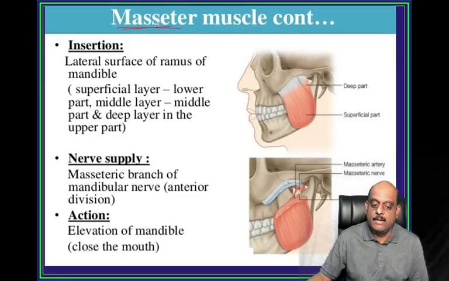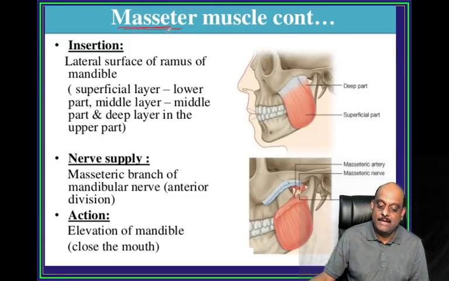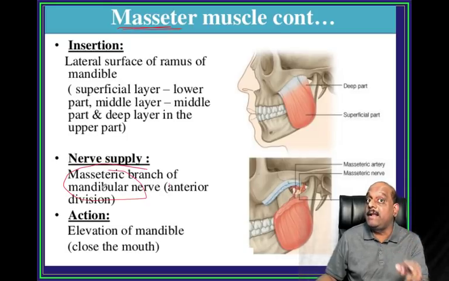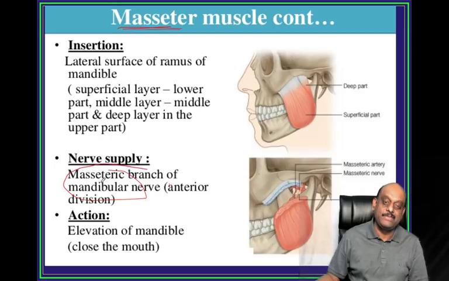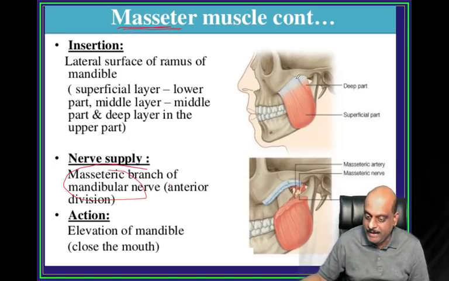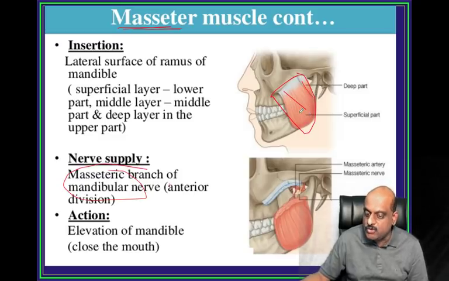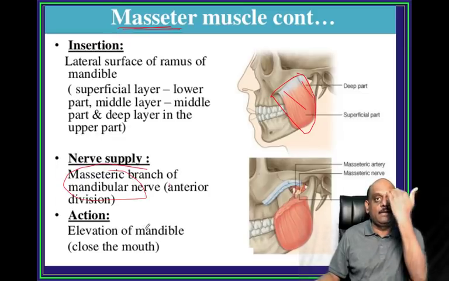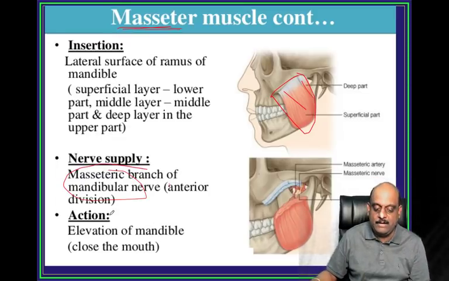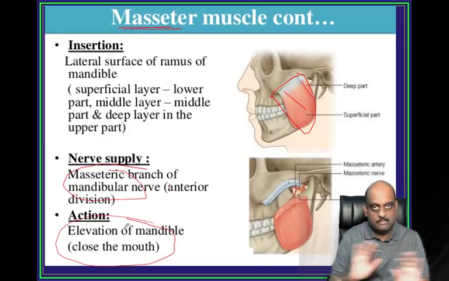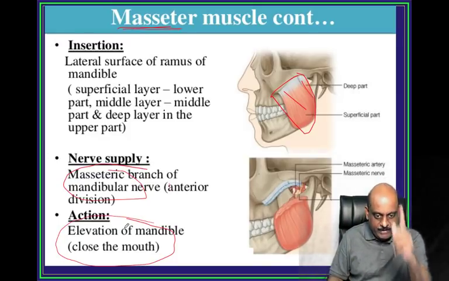Let us start. Masseter. Masseter is supplied by the masseteric branch of the anterior division of the mandibular nerve. Masseter क्या करेगा भैया? ये masseter है. Masseter का एक deep part, superficial part. It leads to elevation of the mandible. If your mandible is elevated, you will close the mouth. Right? Don't forget, elevator of the mandible.